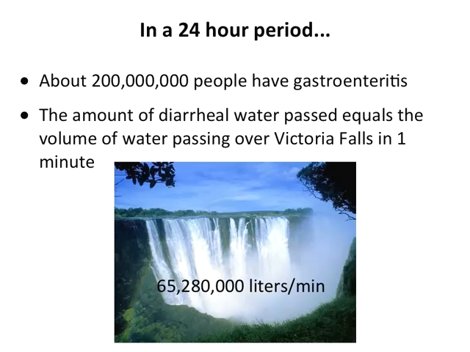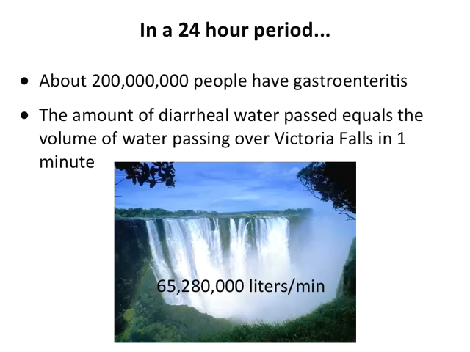Okay, the next virus, the next acute infection, gastroenteritis. So in 24 hours, anywhere in the world, about 200 million people have gastroenteritis. Gastroenteritis is an inflammation of the intestinal tract accompanied by diarrhea. And the amount of diarrhea these individuals pass, these 200 million people, equals the volume of water falling over Victoria Falls in 1 minute. That is a lot of water. 65 million liters per minute of diarrhea.